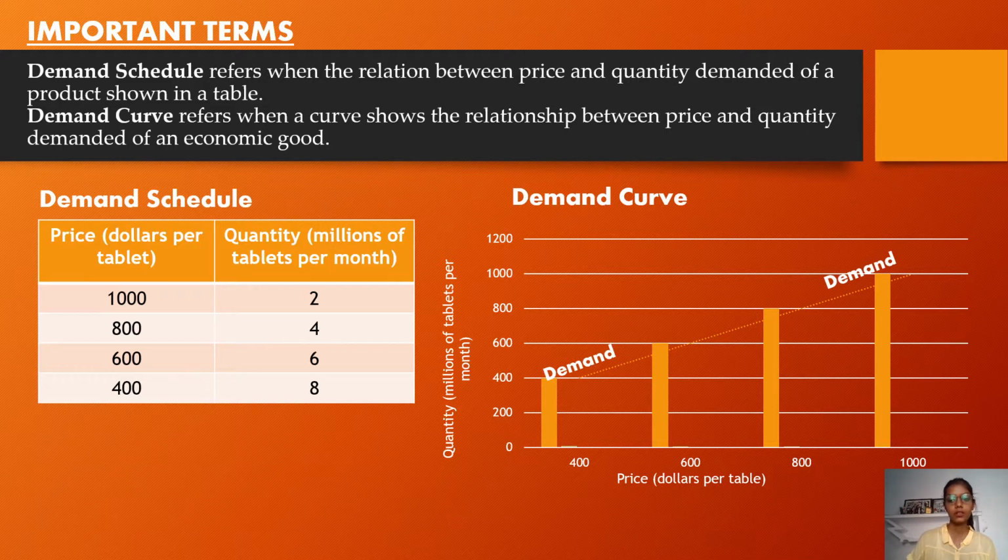As in the given table, when the price goes down, the quantity of demand will increase: 2, 4, 6, 8, while the price goes from 1000 to 800, 800 to 600, 600 to 400. It shows the demand. As in a graphical curve, the demand increases as the price decreases.